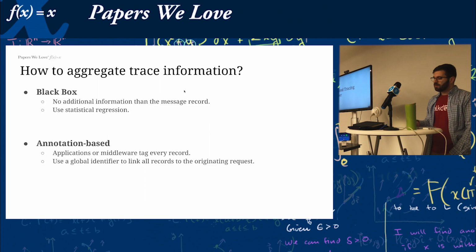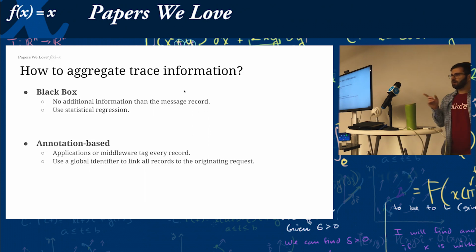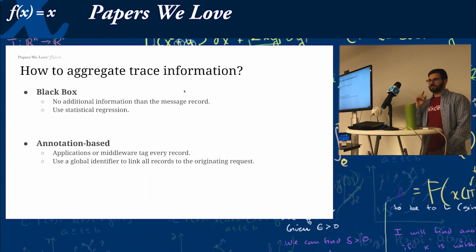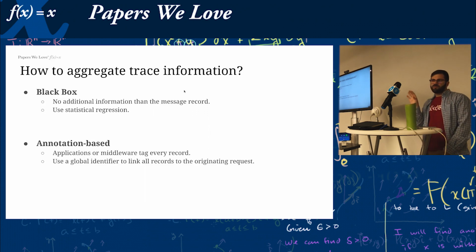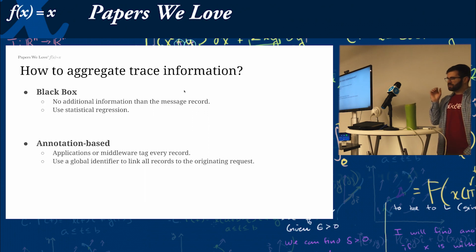Okay, so talking more about how Dapper traces. First of all, there are two ways of tracking and tracing requests across services. One is black box. In the black box way, which is not deeply described in the paper, you don't tag a request or use an identifier. You just do statistical regression to link all the requests, and this is actually slow.